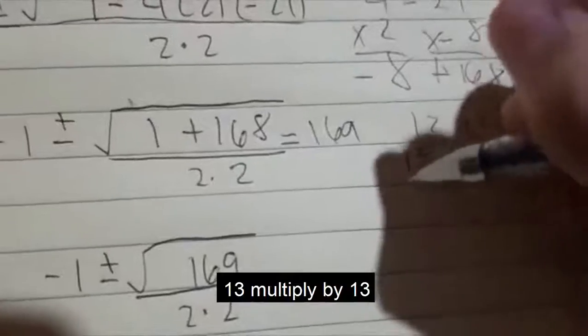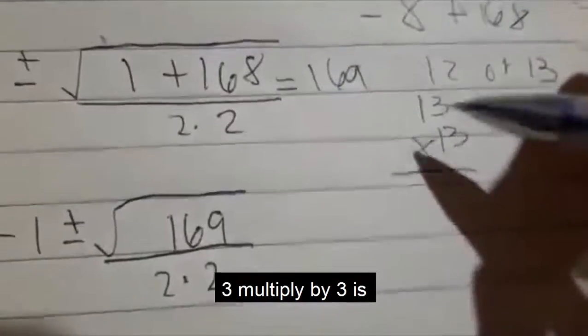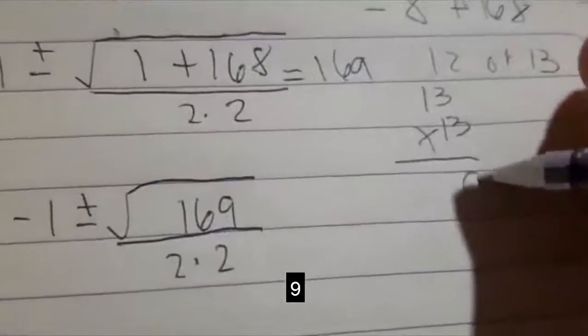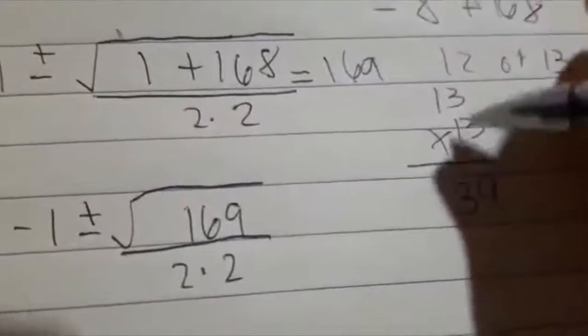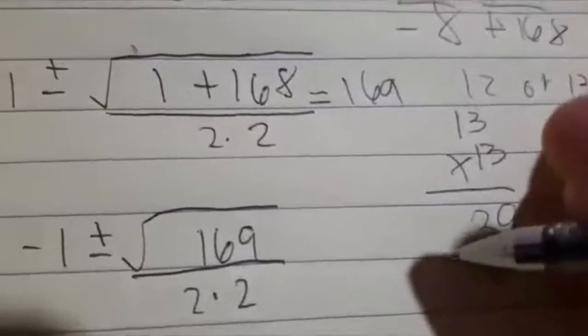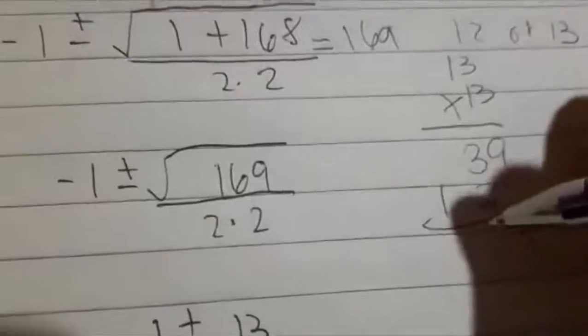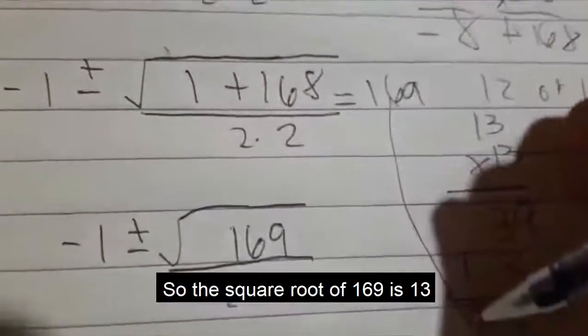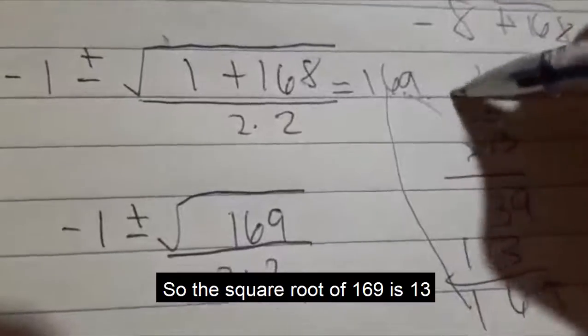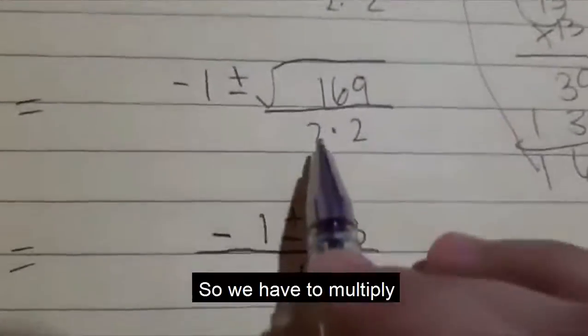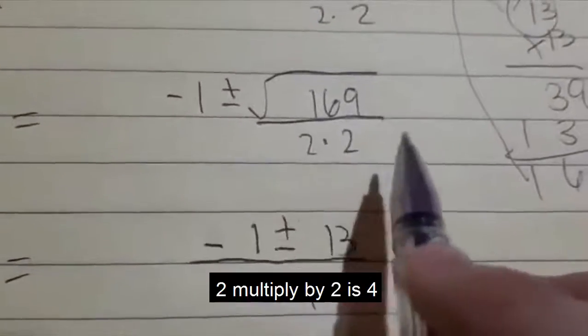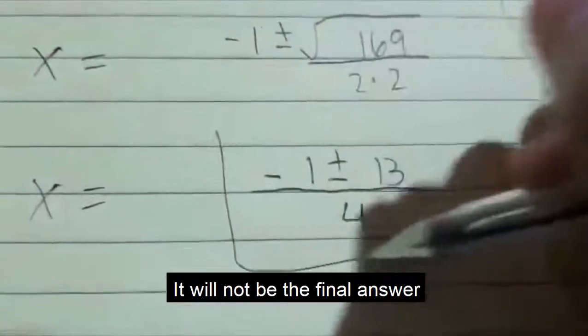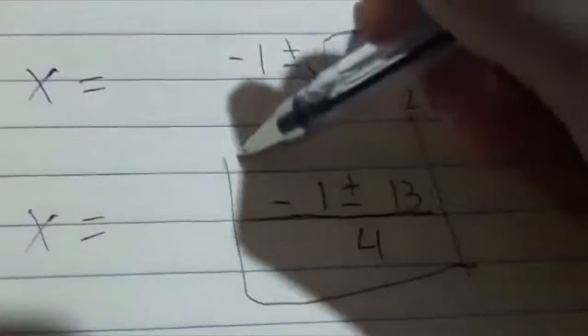This 13 times 13: 3 times 3 is 9, 3 times 1 is 3, 1 times 3 is 3, 1 times 1 is 1. So 9, 6, 1. 169. So the square root of 169 is 13. Okay. So we have the 2 times 2 is equal to 4. This one will not be the final answer.